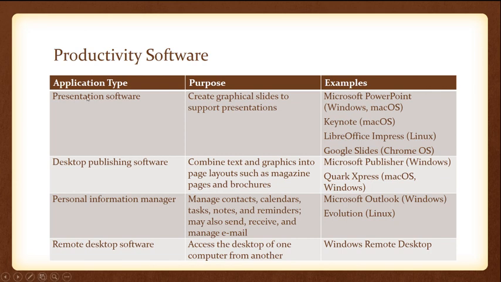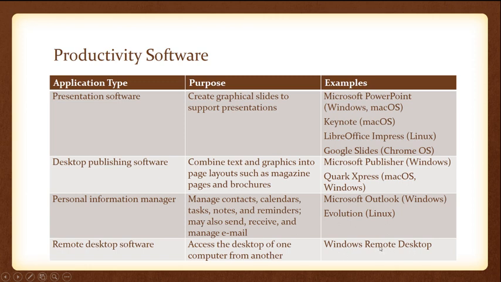And then finally, we do have presentation software, such as PowerPoint, Keynote, Impress, or Google Slides. These are all productivity applications. Desktop publishing software, Publisher and Quark Express. Personal information managers such as Outlook and Evolution, and remote desktop software, Windows Remote Desktop.